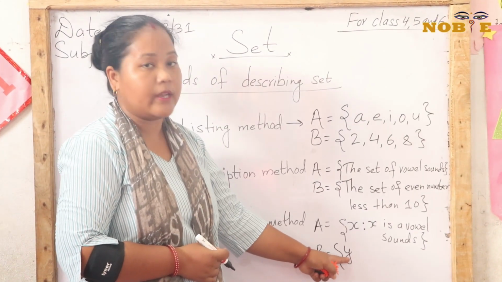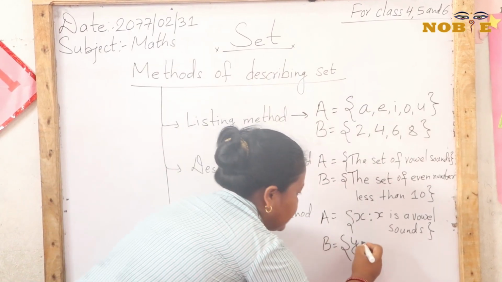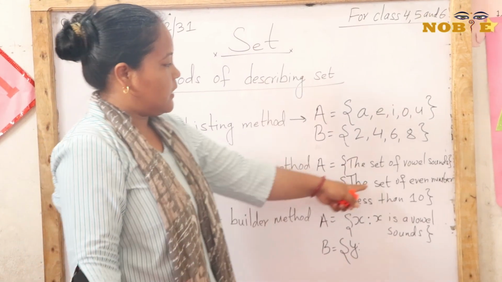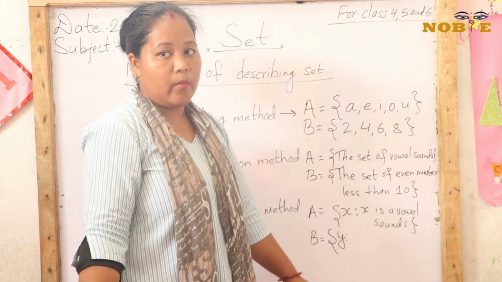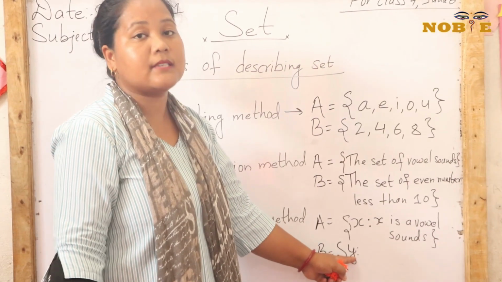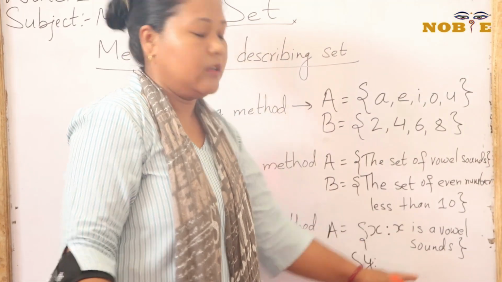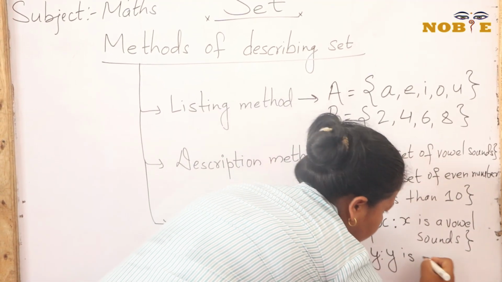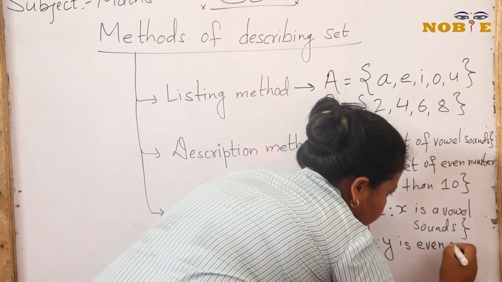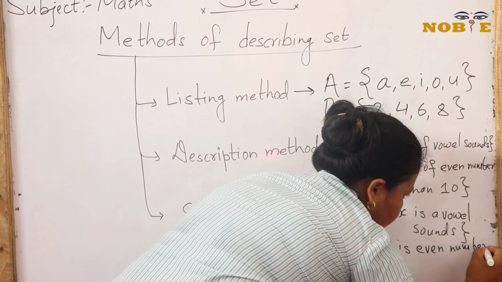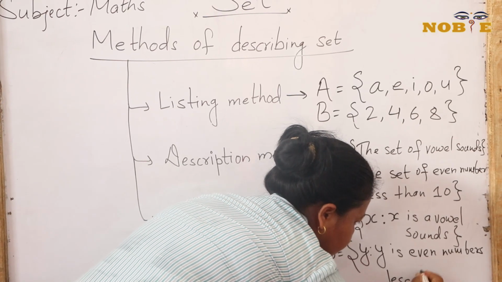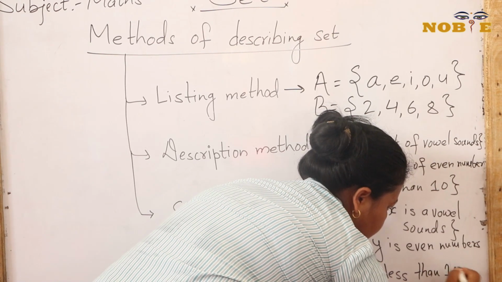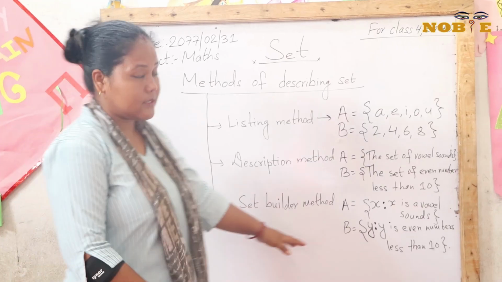So we are using a variable Y such that, and what is Y? The property of the elements, that is, the set of even numbers. Yes, Y is an even number less than 10. So we write the property here: Y such that Y is even numbers less than 10, and close the curly bracket.